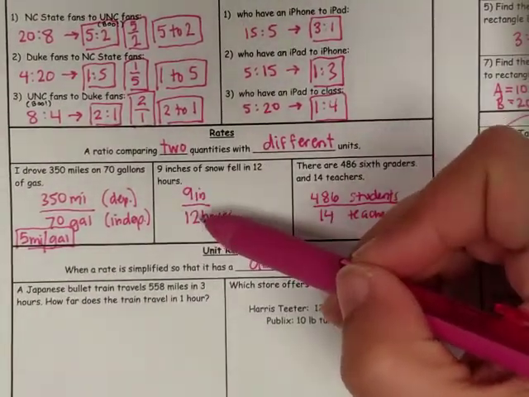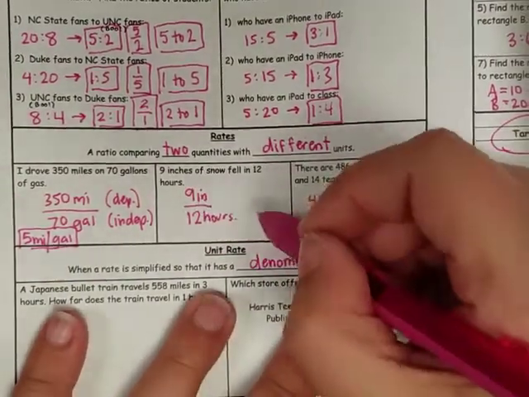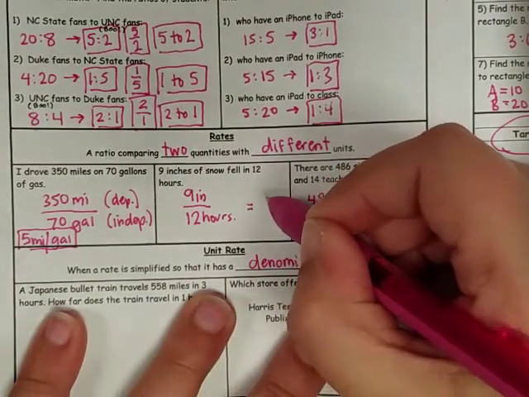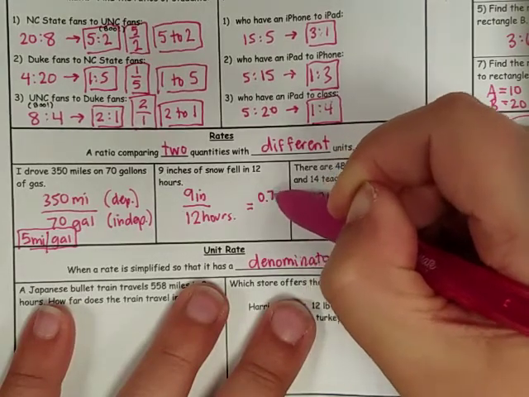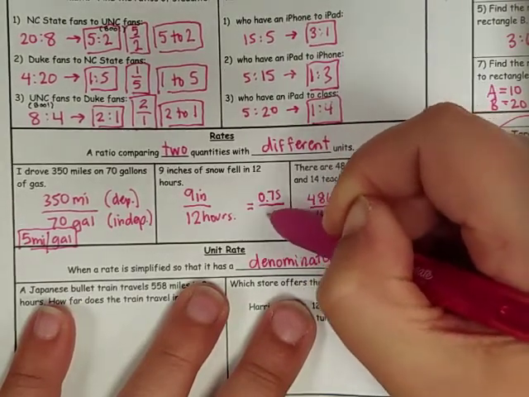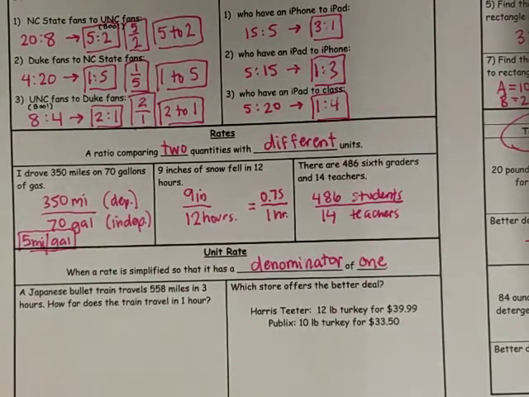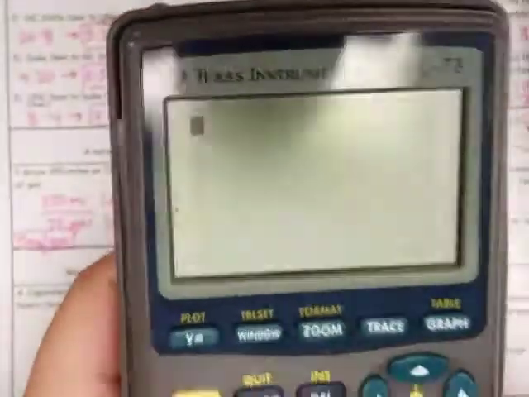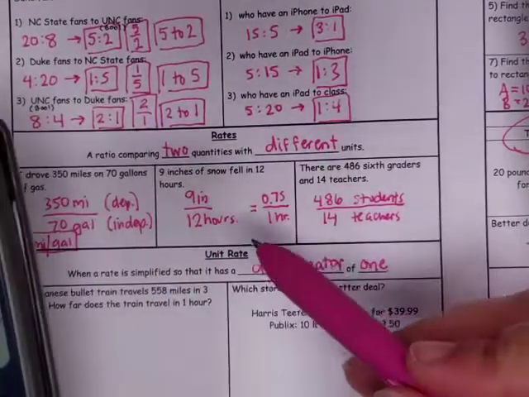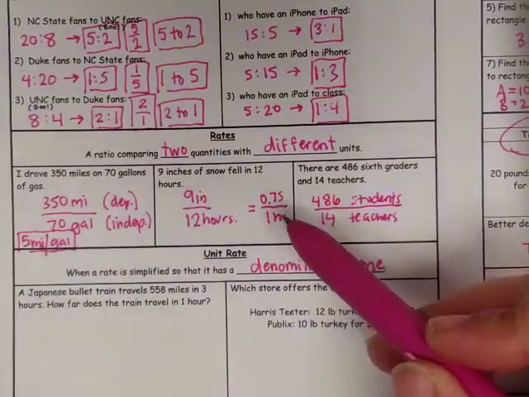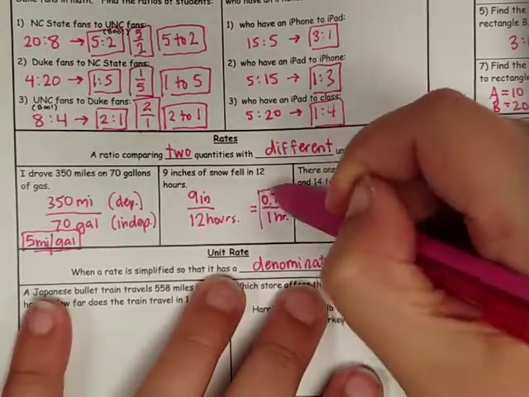9 inches for every 12 hours. You're going to want to make the denominator 12, so we have to divide by 12 for both the numerator and denominator. So that would actually make this 0.75 over 1. And I'll show you what I did there. So 0.75 out of 1 hour. So the snowfall is about 3/4 inch for every hour. So this would be called your unit rate.